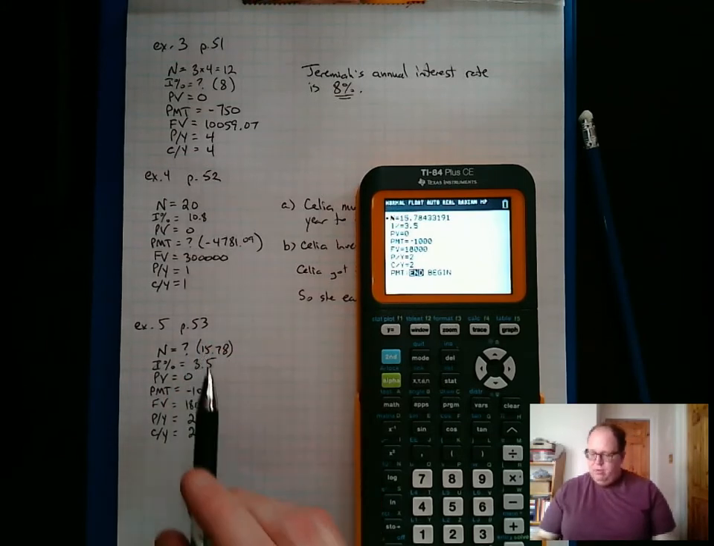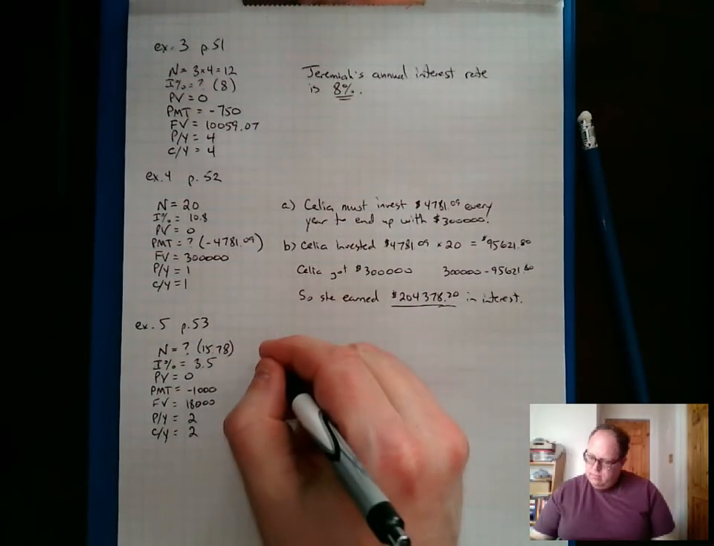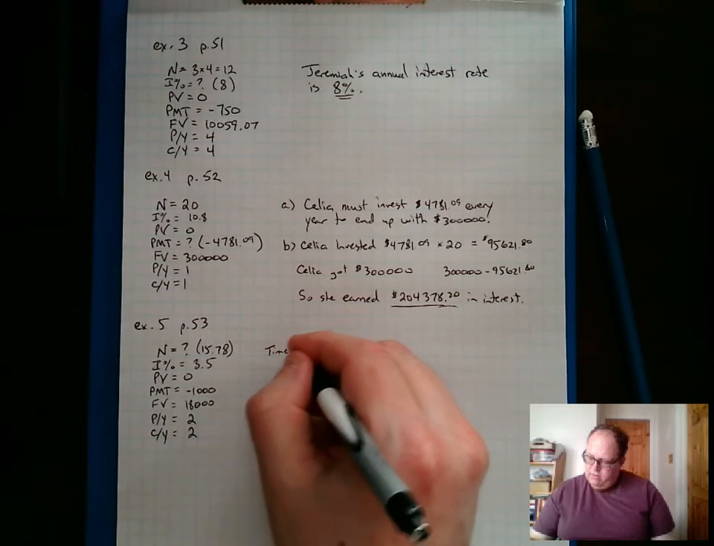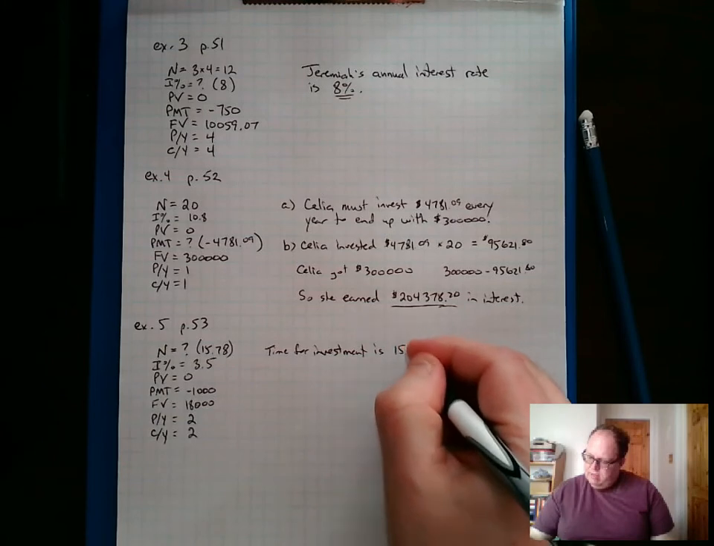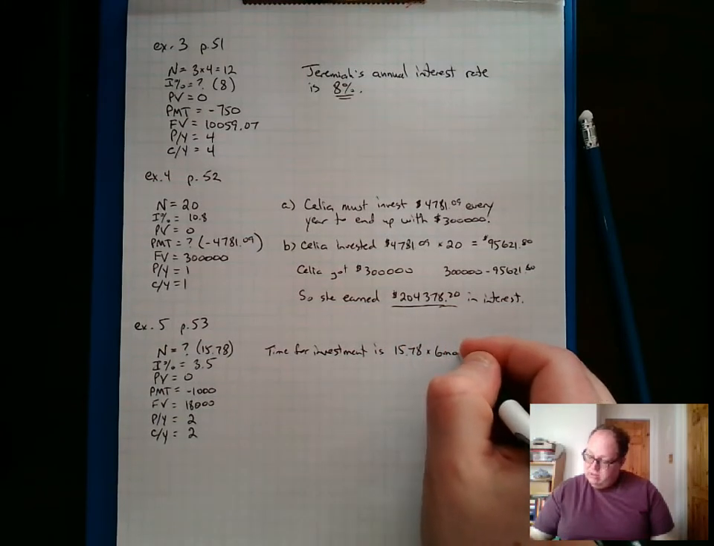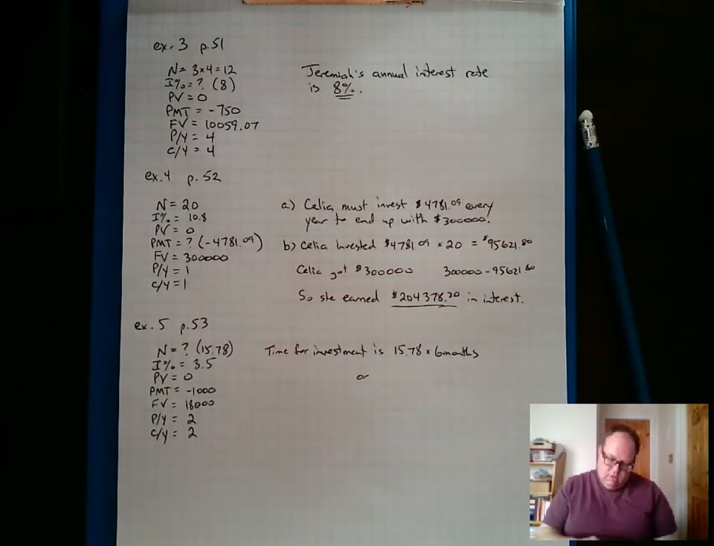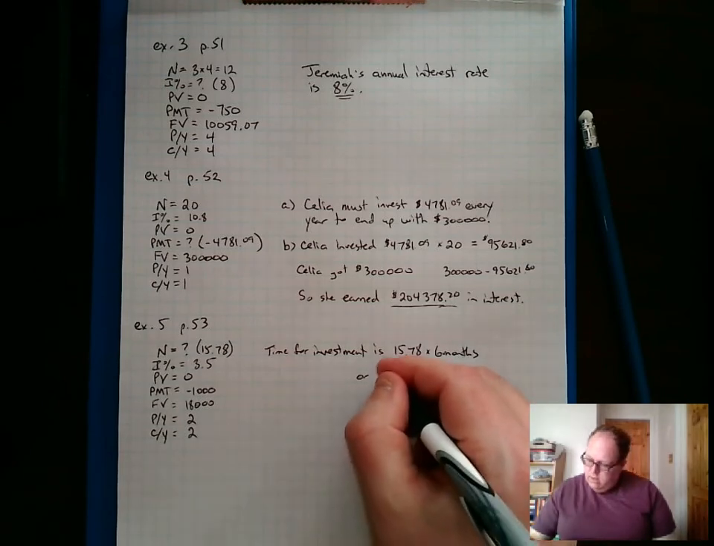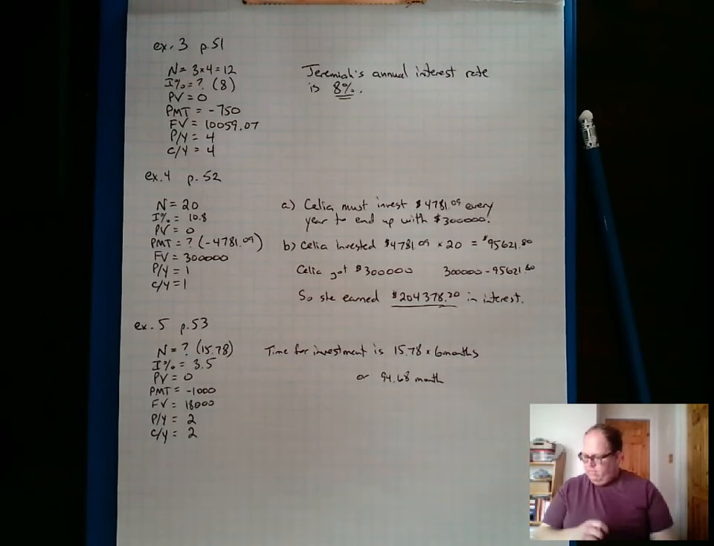N represents the number of pay periods that have gone by. I'll stress that again: N represents the number of pay periods that have gone by. In this case, pay periods are every 6 months. So the total time for investment is 15.78 times 6 months, or 94.68 months. It might be more helpful to talk about that in terms of years.